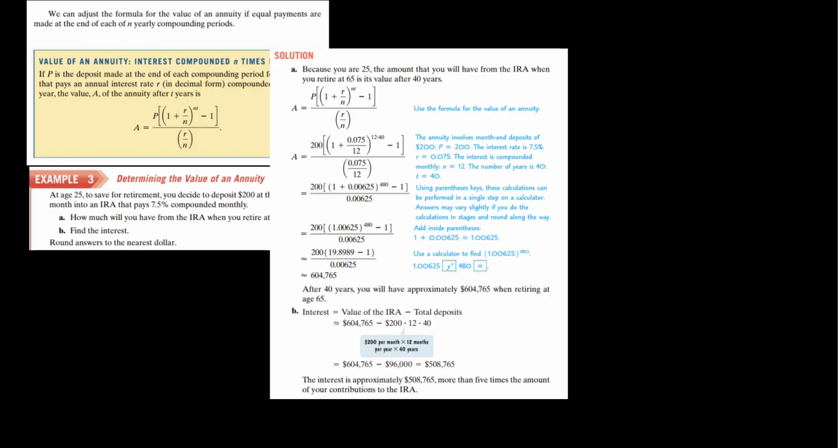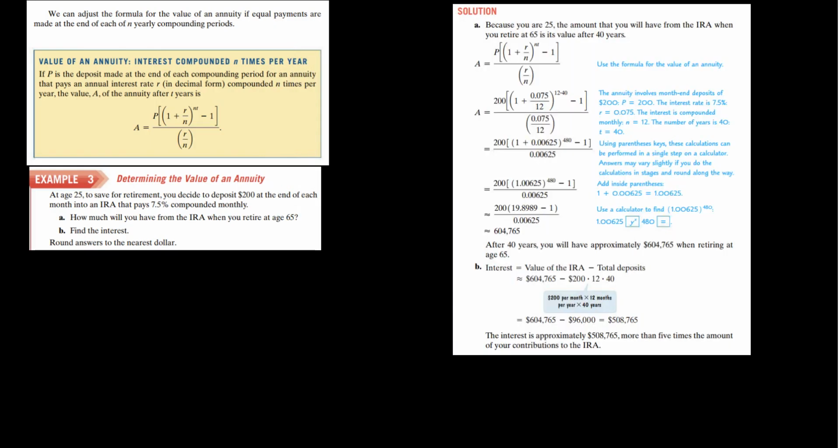Alrighty. Well, before we begin though, let's go ahead and look at our formula over here. All right, so the value of an annuity, interest compounded n times per year. So on the previous examples, we were just compounding them at the end of the year, right? That's easy peasy. However, we're going to compound them now, a certain amount of times per year. Something that we've seen before, along with our continuous compounding. So again, P is a deposit.